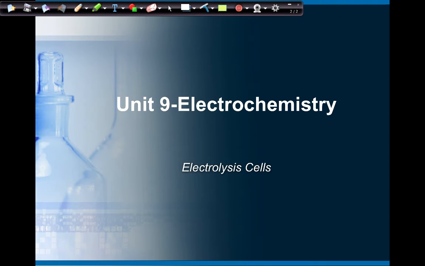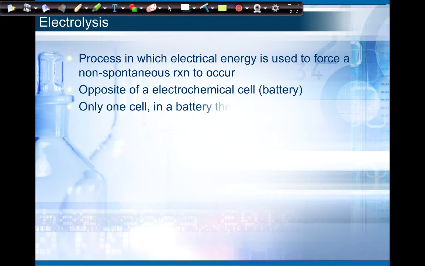All right, so at this point, we're going to discuss electrolysis. Electrolysis is basically the opposite of a battery. Whenever we set up a galvanic or voltaic cell or an electrochemical cell, we're creating electric energy because it's a spontaneous reaction, so the electrons just flow from one electrode to the other electrode. Now, in electrolysis, it's the exact opposite. Instead of generating electric energy, we're going to put in electric energy and force a non-spontaneous reaction to happen.